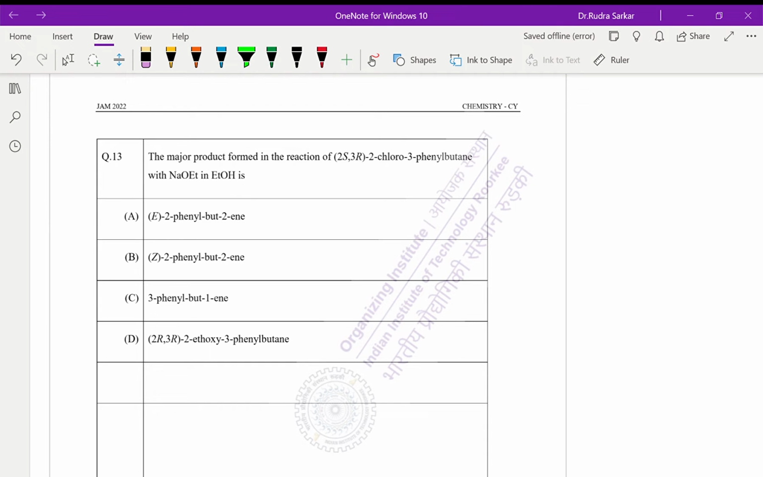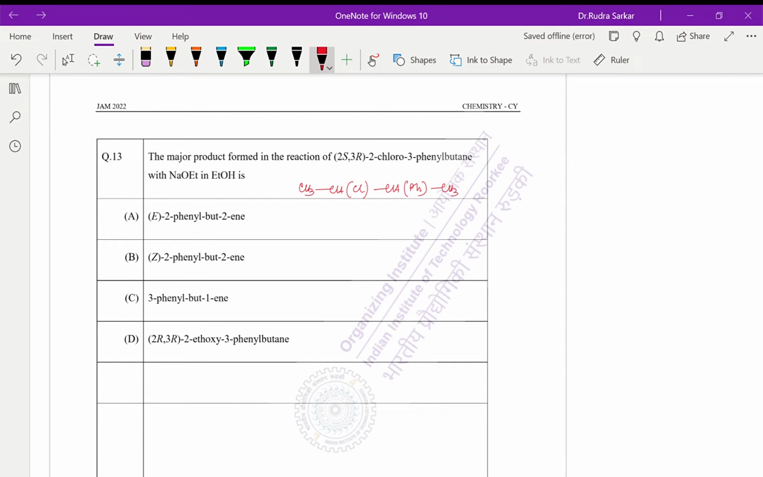Okay, so question number 13 will be a time consuming problem. Here we have been given a reaction of 2S,3R 2-chloro 3-phenyl butane in NaOEt in EtOH. For this type of reaction, first write this simple chain, which is CH3 CHCl CH PhCH3. Now you think about 2S and 3R, which is your absolute configuration.